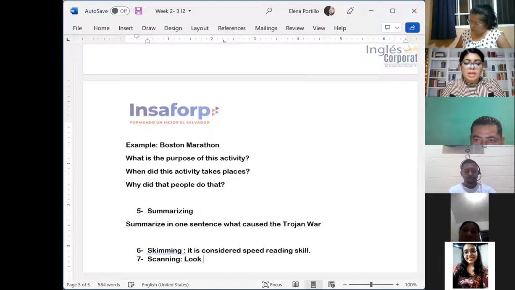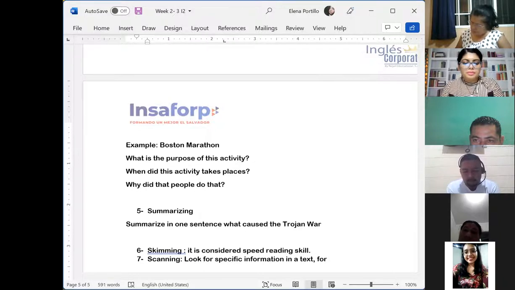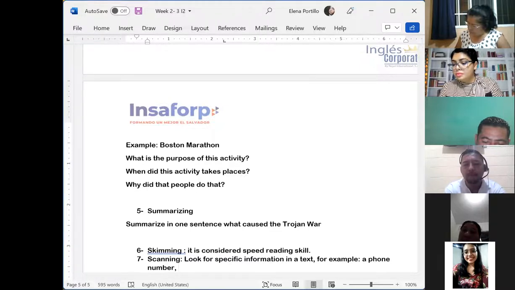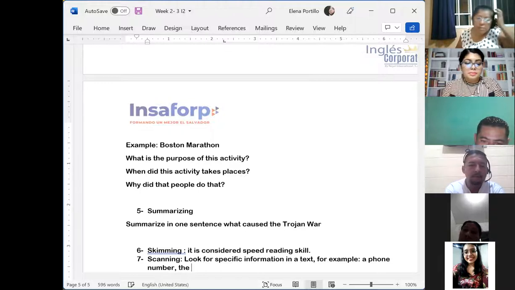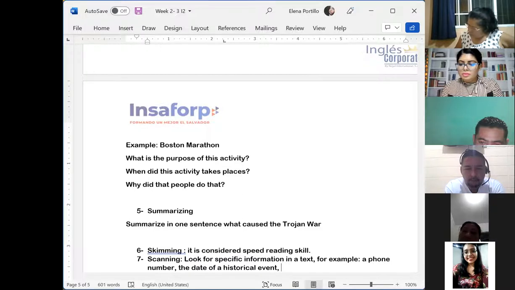And we are going to do it like this. Look for specific information in a text. For example, a phone number, the date of a historical event, the time their train is leaving.